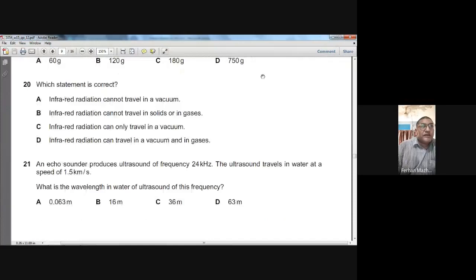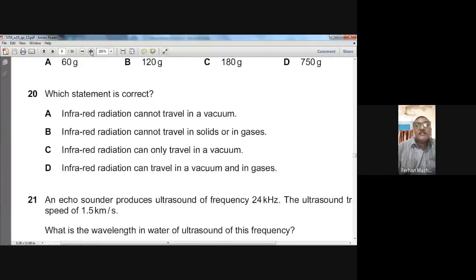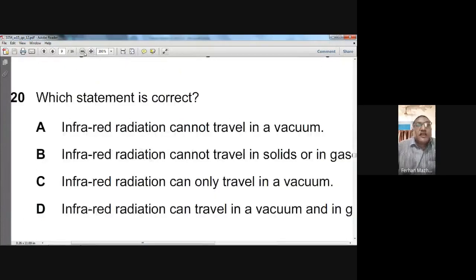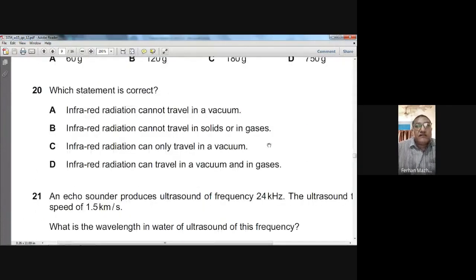Okay, so we are moving to the next question. He says, which statement is correct? Okay, let me see this side. He says, which statement is correct? Infrared radiation cannot travel in a vacuum. That is, which statement is correct? Infrared radiation cannot travel in a vacuum.